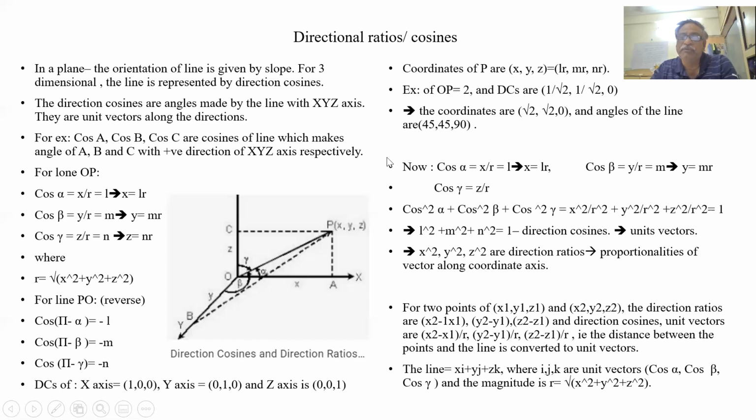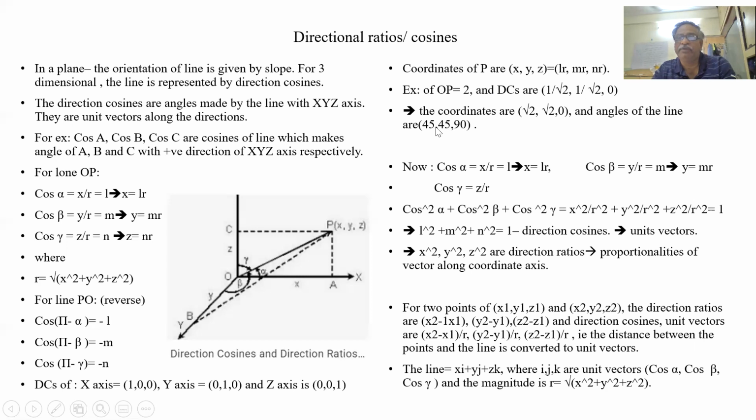Let us see an example. If OP is 2, then what are its DCs? So the distance is 2. OP is 2, and the DCs are given. Direction cosines are given. So 1 by root 2 is 45 degrees. 1 by root 2 is 45 degrees. This is 0, meaning 90. The coordinates are what? Coordinates are L into R. 2 into 1 by root 2 is root 2. 2 into 1 by root 2 is root 2. 2 into 0 is 0. So these are the coordinates of the point.